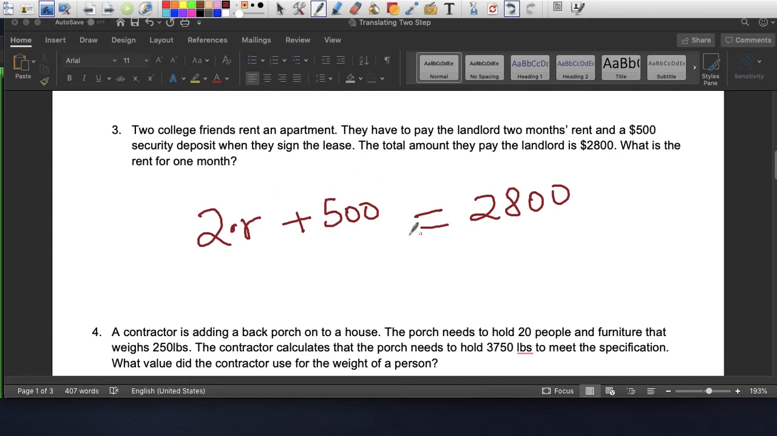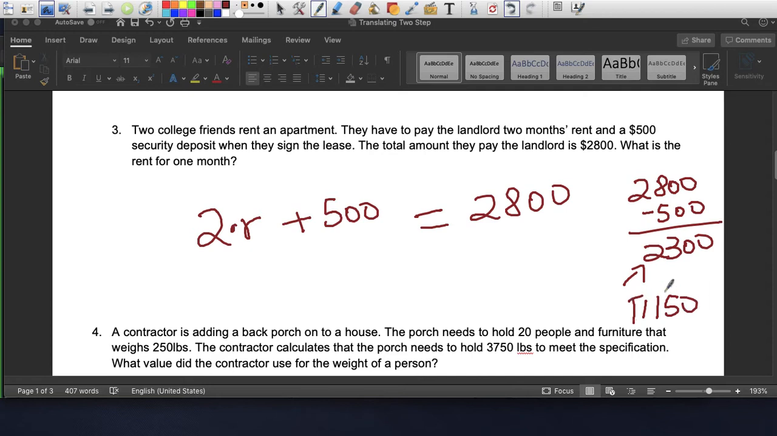Basically, if you think about it without doing the equation, you gave the landlord 2,800. If you take away the 500 for the deposit, you end up having 2,300. What does the 2,300 represent? It represents 2 months of rent. So if you divide that by two, you get 1,150.